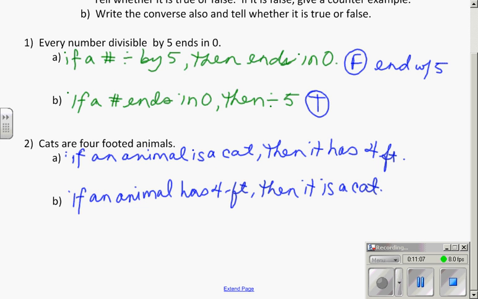Now we're going to go back and decide true or false. If an animal is a cat, does it have to have 4 feet? That is true. If an animal has 4 feet, does it have to be a cat? And that, of course, is false. It could be a dog. It could be a raccoon. It could be any other 4-footed animal that is not a cat.